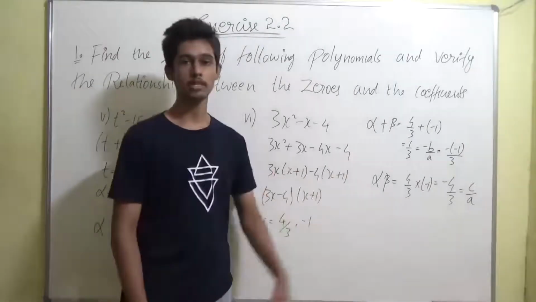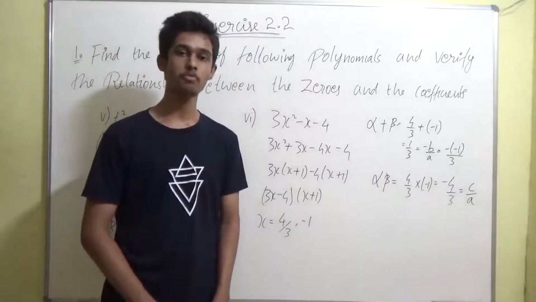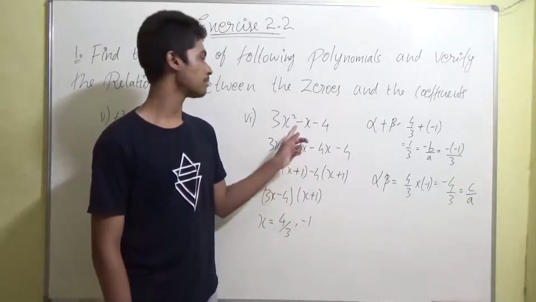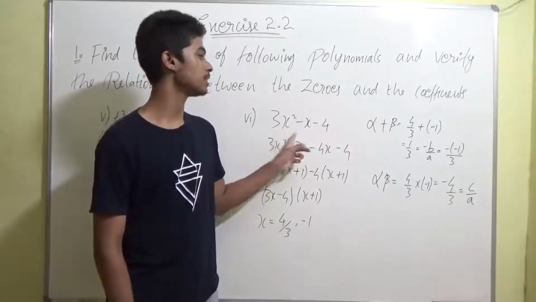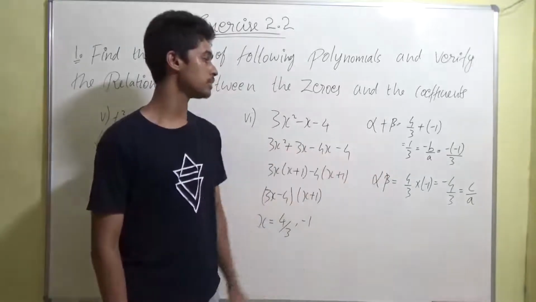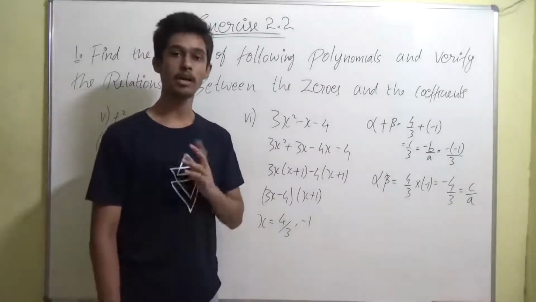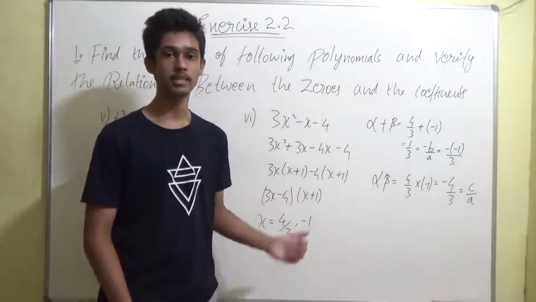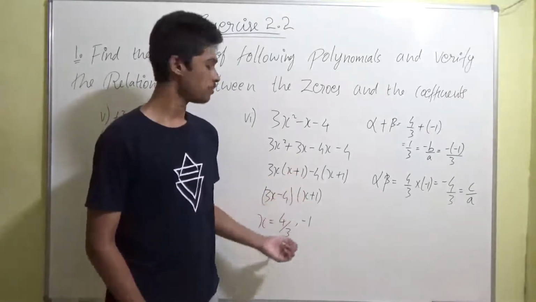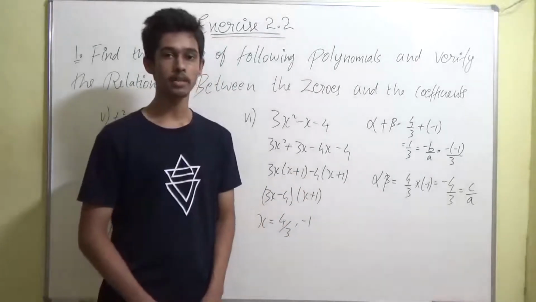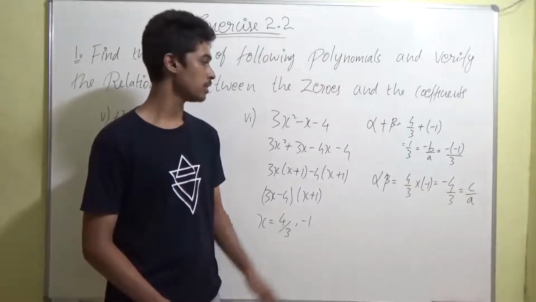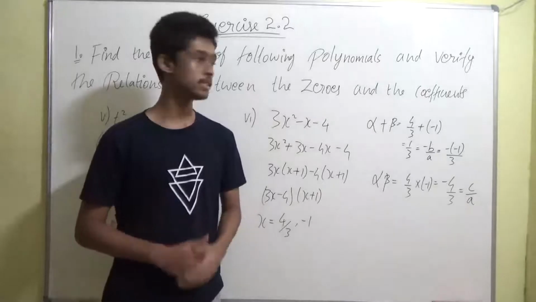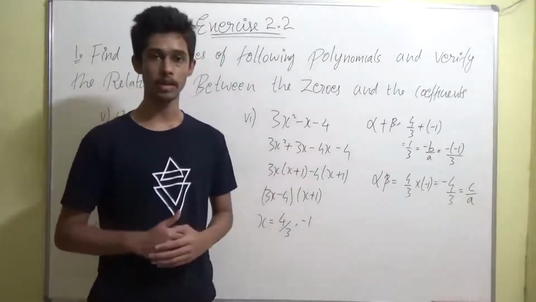So alpha plus beta is going to be 4 by 3 plus minus 1, which is equal to 1 by 3, which should be equal to minus b by a, that is minus of minus 1 by 3, that is 1 by 3, which comes true in this case, guys. So the alpha plus beta relationship is verified. Now let's go to the second relationship, alpha into beta, that is 4 by 3 into minus 1, which is equal to minus 4 by 3, which is equal to c by a, minus 4 by 3. Hence the second relation for the sixth sub question is also verified.